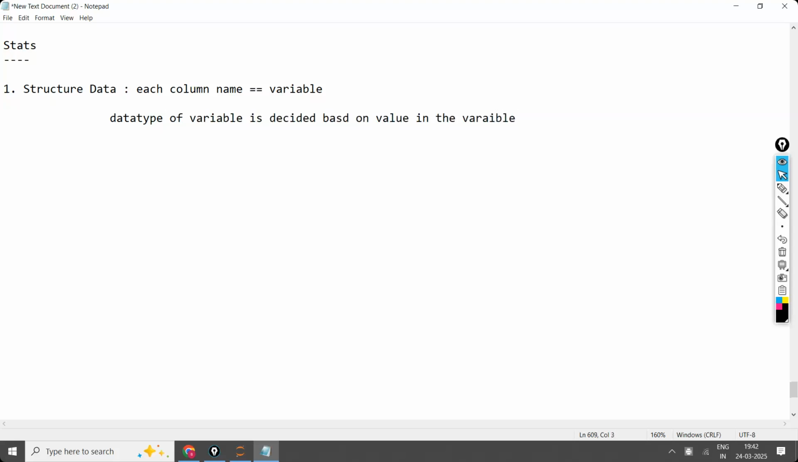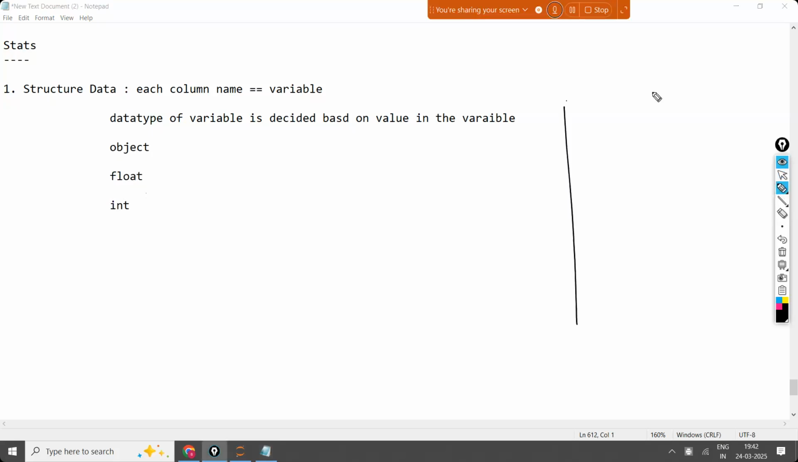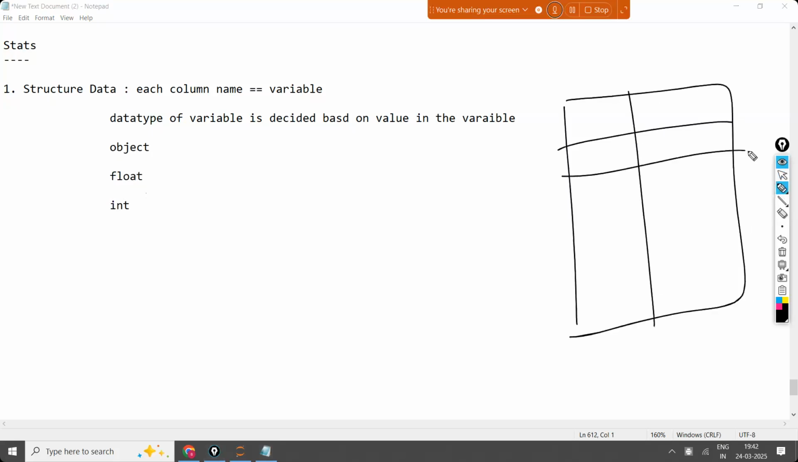What are the different data types we have? Top priority is given to object. If object is not available, then it gives float. If float is also not available, then it gives int. For example, in a structured data table, if one of the values is dot, dot, dot, it is considered a string only. If you get a question mark, it is considered a string.